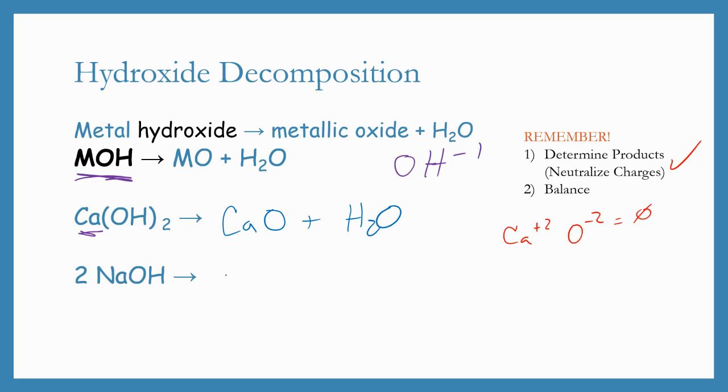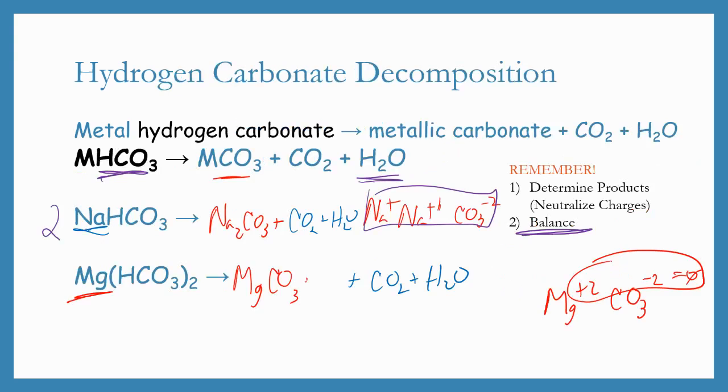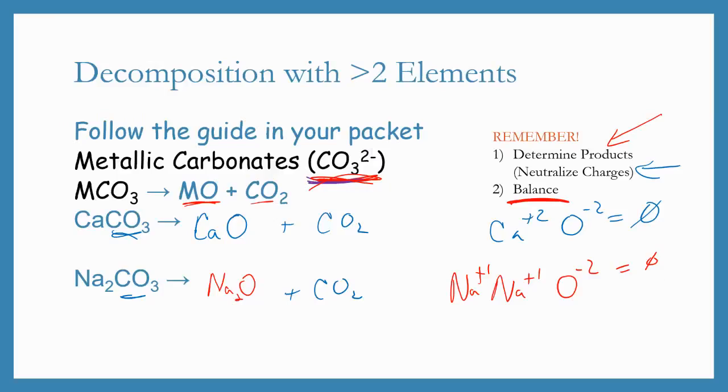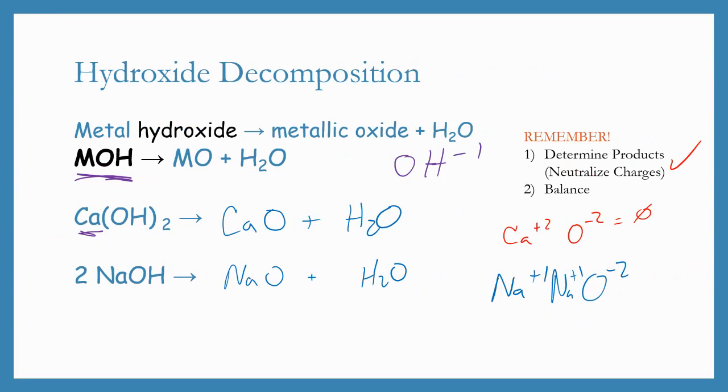Sodium hydroxide is going to become sodium oxide plus water. Sodium has a charge of +1 and oxygen is -2. So we're going to need 2 sodiums. Sodium is still +1, and oxygen is -2. We're going to need 2 of those. Now we can balance. We have 2 NaOH, 2 Na, 1 oxygen. Oh, no, 2 oxygens, 2 oxygens, and 2 hydrogens. Yeah, so that's balanced already too.